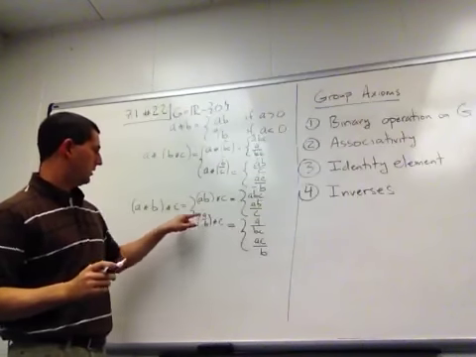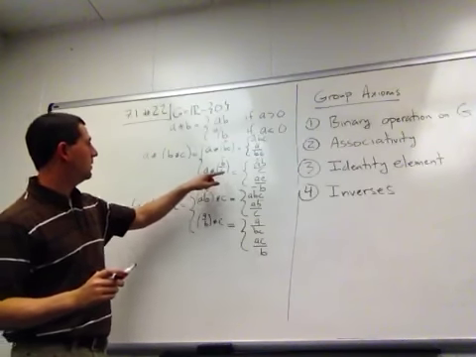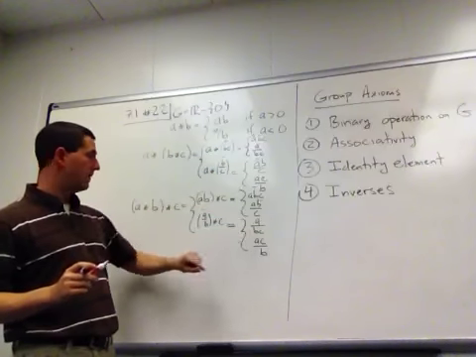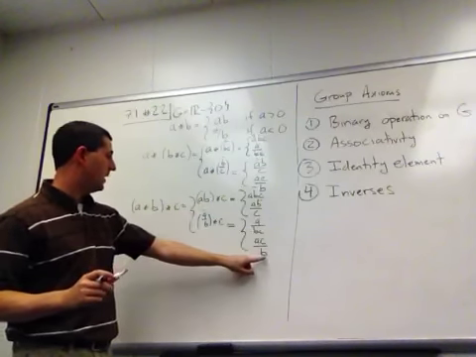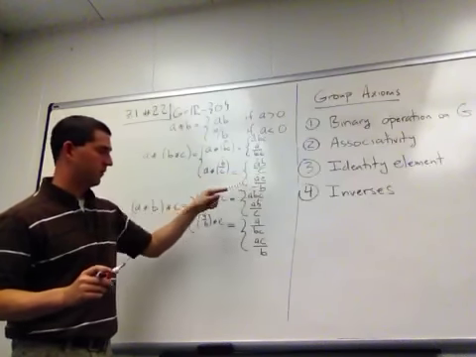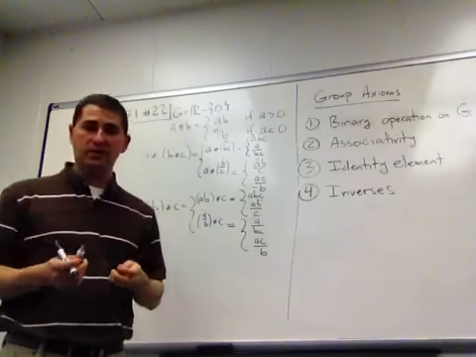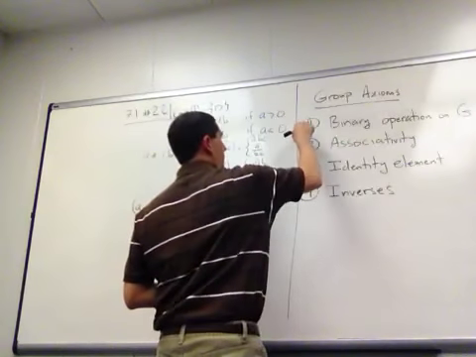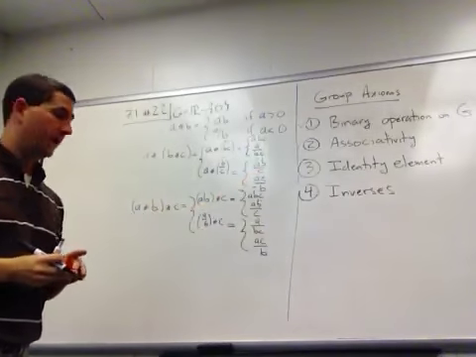Okay, let's check. So here we have A negative and B positive. All right, A negative, B positive, A over BC, A over BC. And here A negative, B negative, we get AC over B, A negative, B negative, AC over B. Fantastic, we have associativity. All right, so we've checked that it's a binary operation, we've checked associativity, now we just need identity and inverses.